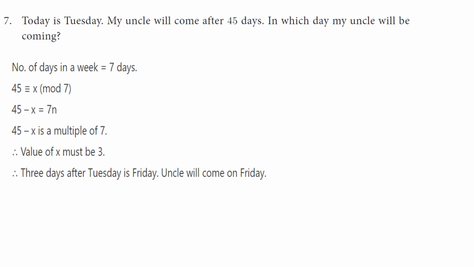So 45 is congruent to x mod 7. Take x to the left-hand side: 45 minus x equals 7n for some integer n. So we have to find some multiple of 7. x equals 45 minus 3, which is 42, and 42 is a multiple of 7. Therefore the value of x is 3.